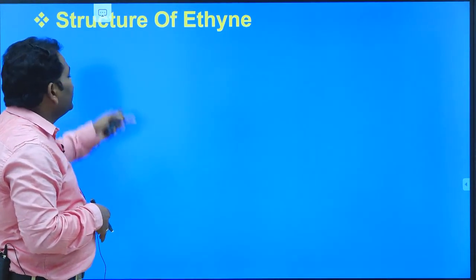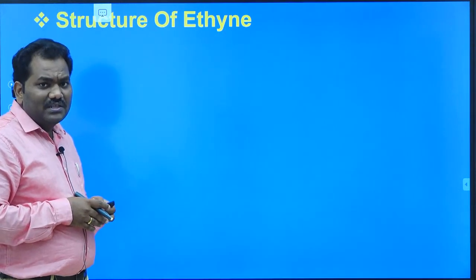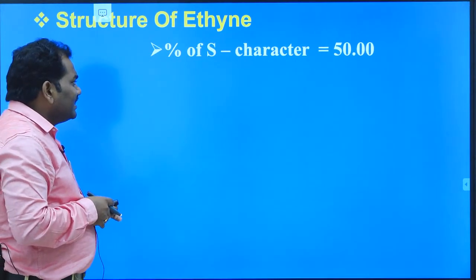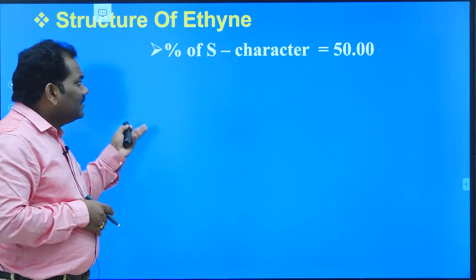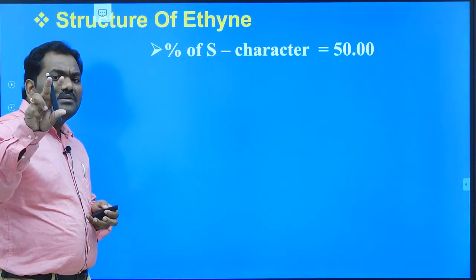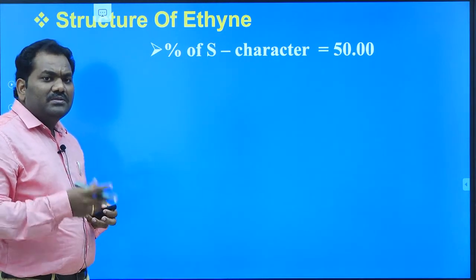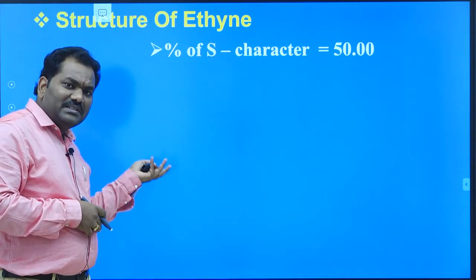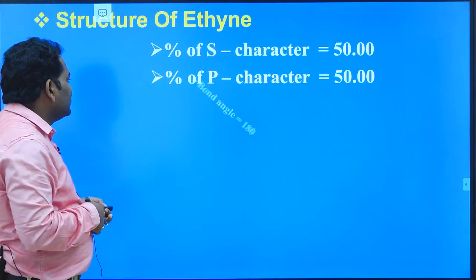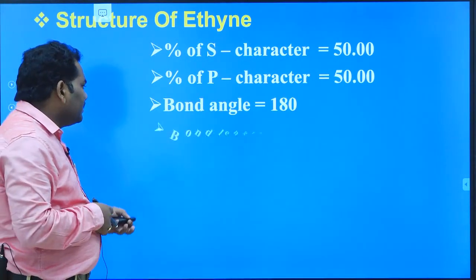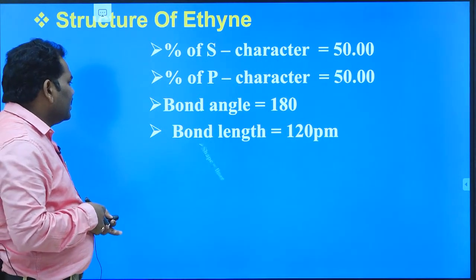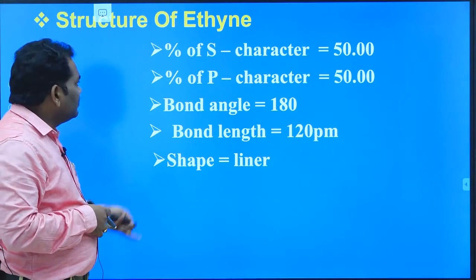And let's explain what are the bond parameters of acetylene. Here the percentage of s character is 50. Percentage of s character depends upon the type of hybridization. Here only two orbitals are involved, so 100 by 2. So one s orbital is present, that is 50, and another one is a p orbital. Percentage of p character is also 50%, and the bond angle is 180. The bond length between the carbon and carbon is 120 picometers, and the shape of this molecule is linear.